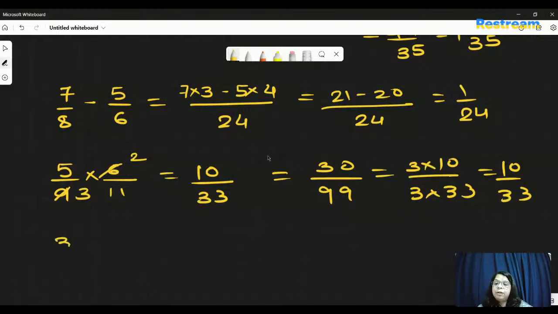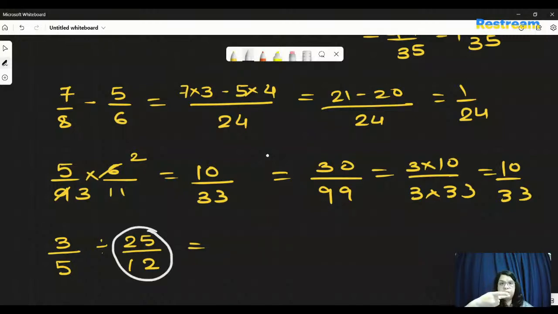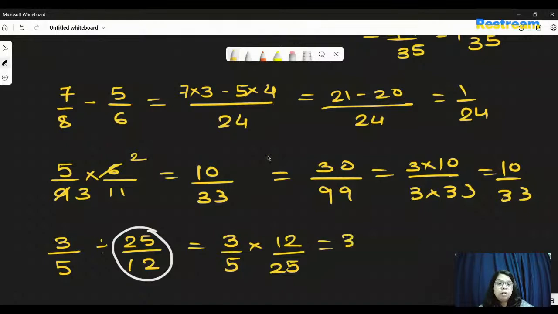Now next one is division. Let's say I have 3 by 5 divided by 35 by 12. In case of division, you take the reciprocal of the second fraction. Reciprocal is you have to flip it. So it will be 3 by 5 multiplied by 12 by 35, which is going to be equal to 36 by 175. So this is your division.